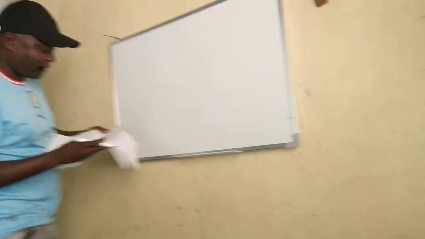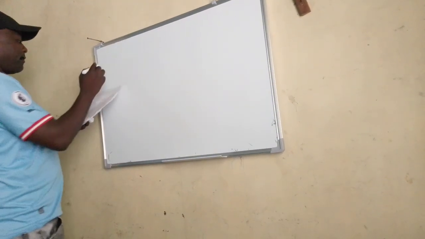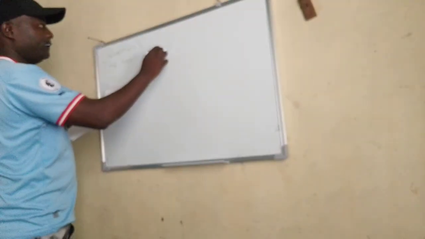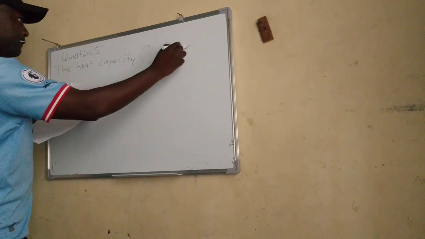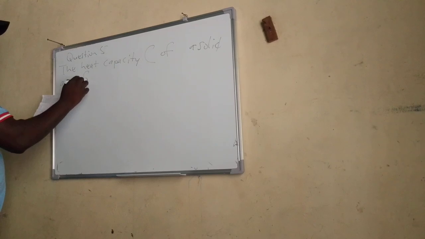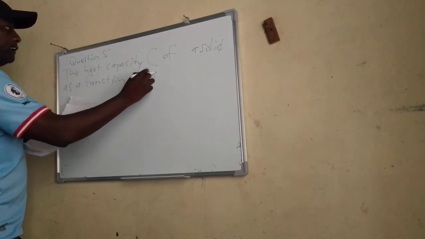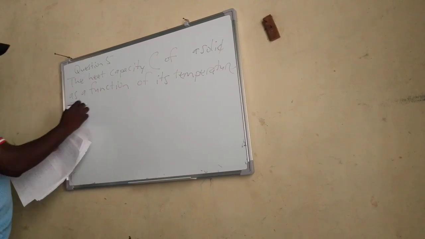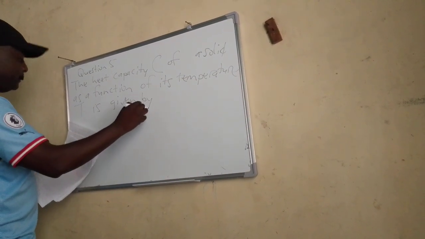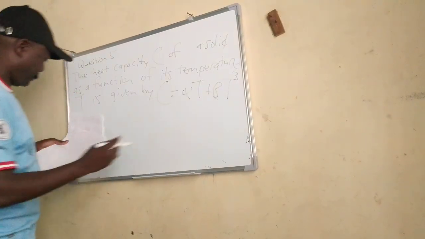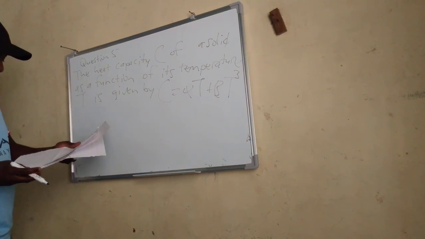The heat capacity C of a solid as a function of its temperature T is given by C is equal to alpha T plus beta T cubed. Which row in the table shows the correct units of alpha and beta?